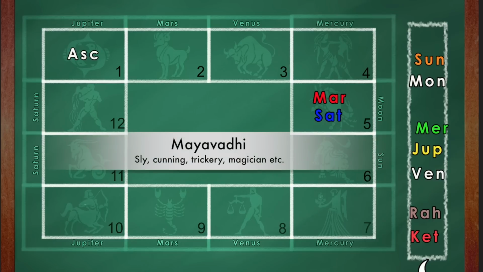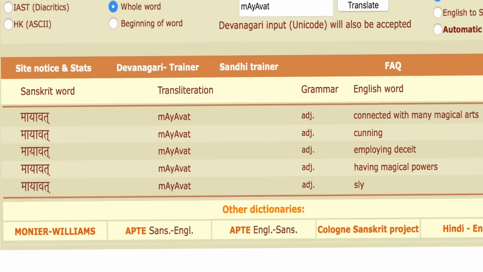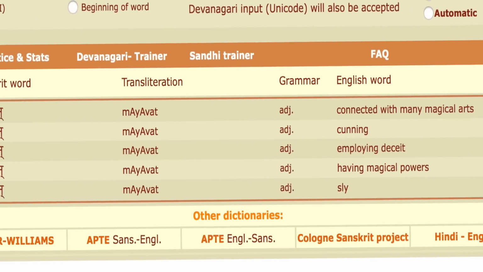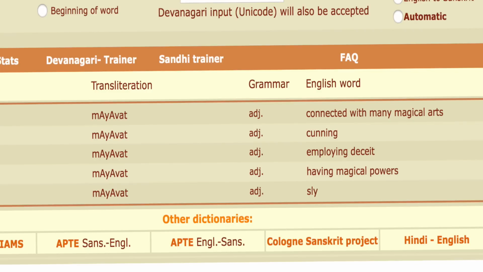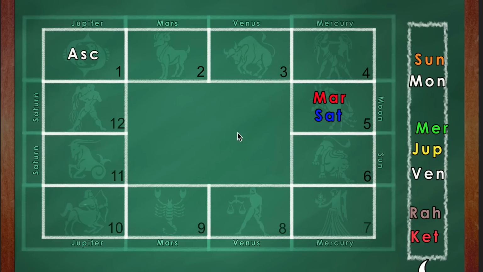The next word is Mayavadi. Dr. G S Kapoor missed translating this word and the next word. So when I looked up in the website spokensanskrit.de for Mayavadi, I found it is basically something to do with clever and able to deceive people, almost like a magician. Tikshanadi. For Tikshanadi, I have found the following meaning.